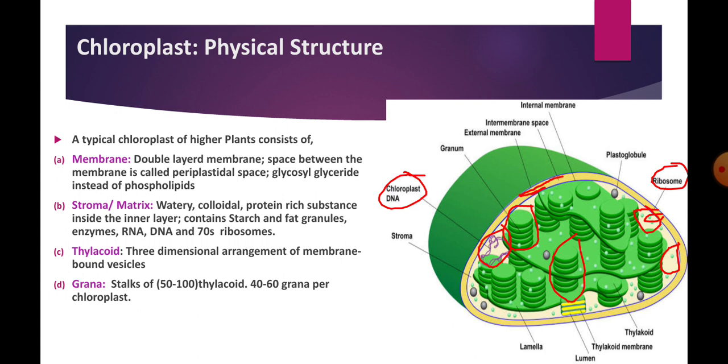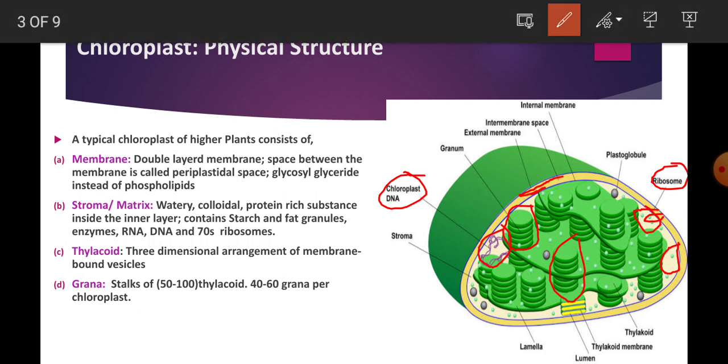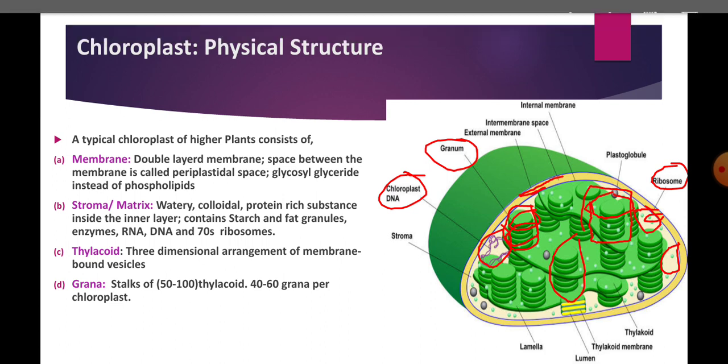Grana. Stacks of thylakoid. So you are seeing some stacks arranged upper to lower, and each of the stacks is referred to as grana, or singular granum. There can be 40 to 60 grana per chloroplast.